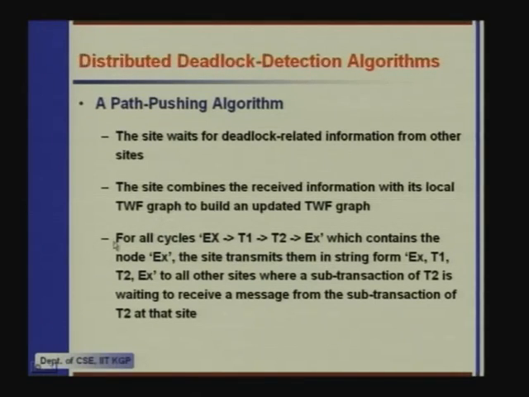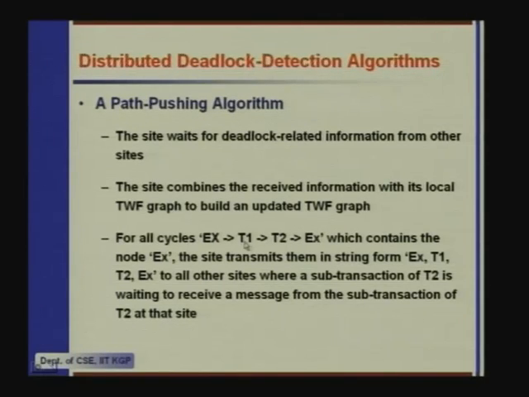So, what we do is, for all cycles of the form Ex through T1 through T2 to Ex, which contains the node Ex, the site transmits them in string form, like Ex T1 T2 Ex, to all other sites where a subtransaction of T2 is waiting to receive a message from the subtransaction of T2 at that site. So, T2 is waiting for something, this subtransaction of T2 is waiting to receive a message from a subtransaction of T2 at some other site, right.